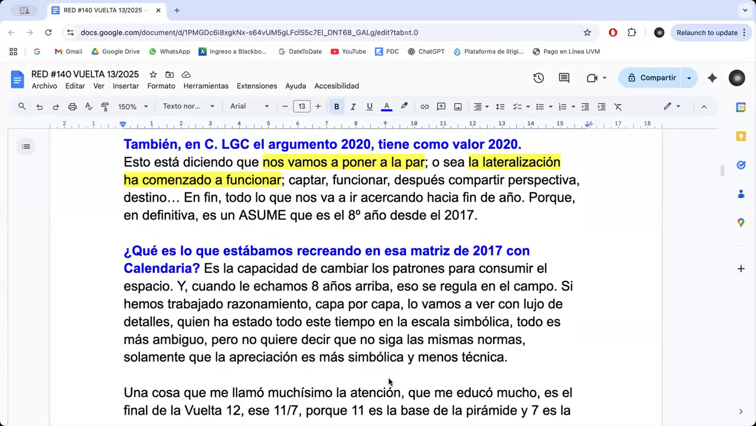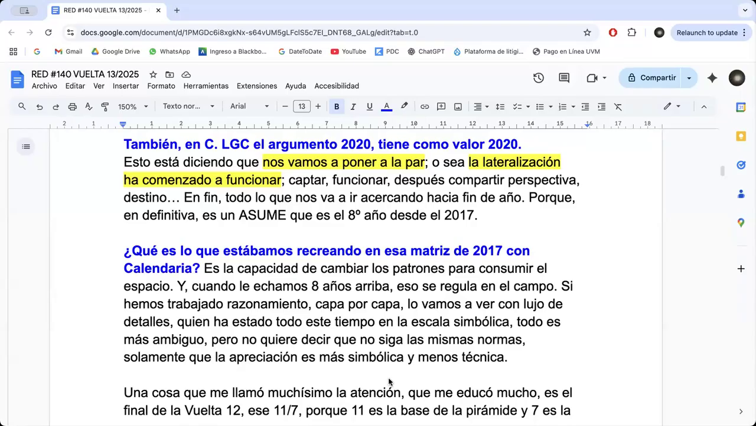So, in the LGC calendar on that day, when we look at line 2020, it had line 2020, okay? So we could see that value there as well. What is this telling us? It's telling us that we are going to be put as equals, which means the lateralization has begun to function. We are picking up, we are functioning, we are sharing perspectives, destiny. Okay, all of these things that are going to be taking us towards the end of the year.